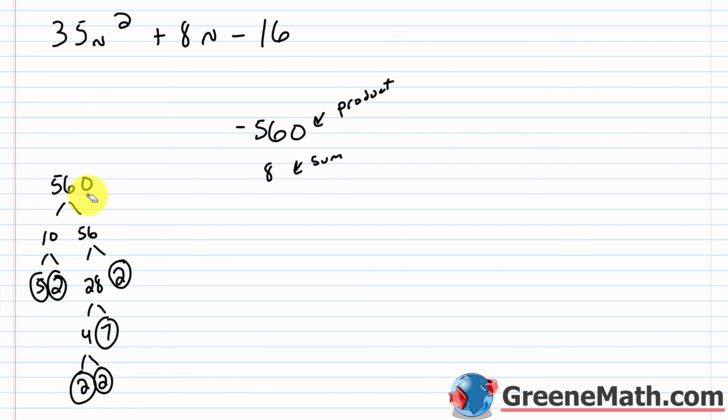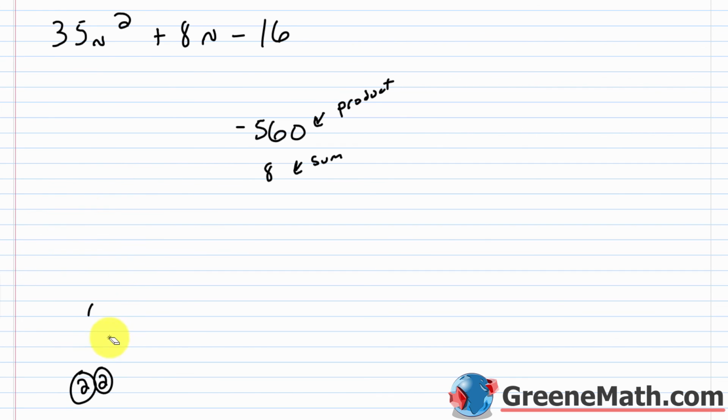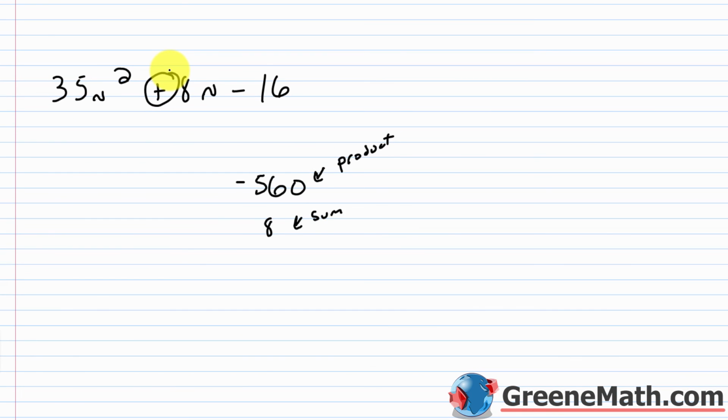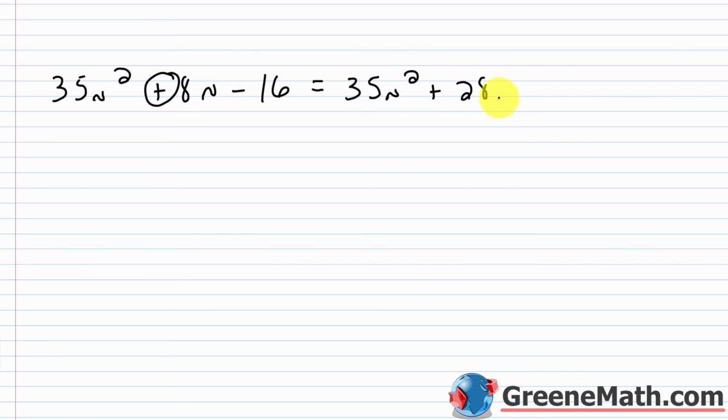So let me erase this now. We have our two integers. So we know it's 20 and 28. What do the signs need to be? Well, since the sum is positive, I want the larger absolute value to be positive. So I want to do positive 28 and negative 20. So then let's erase this real quick. We have 35n squared plus 28n minus 20n and then minus 16.